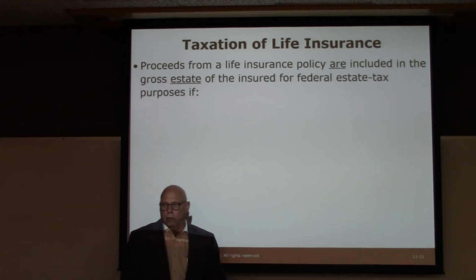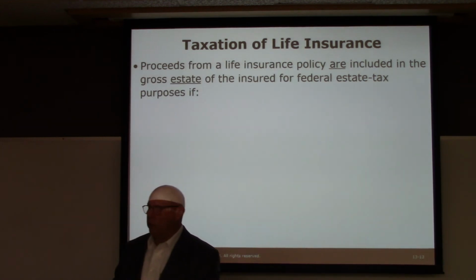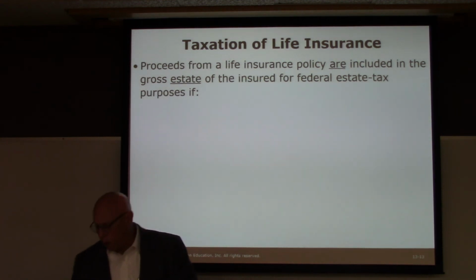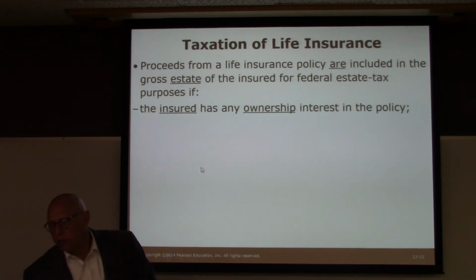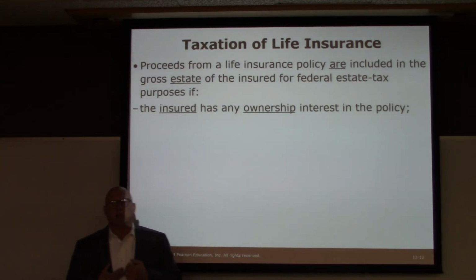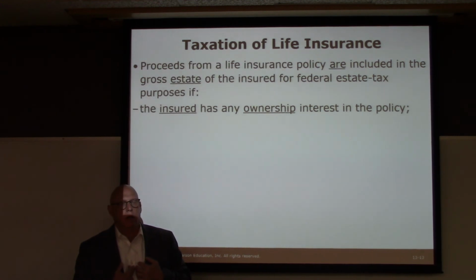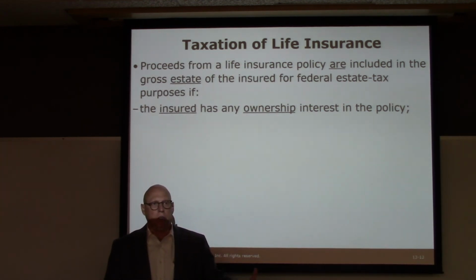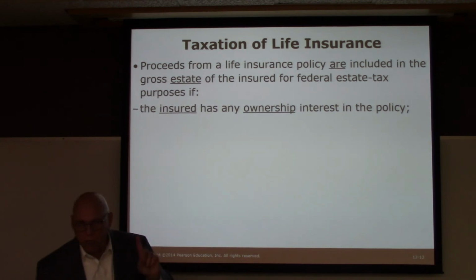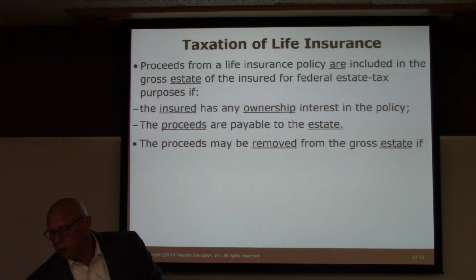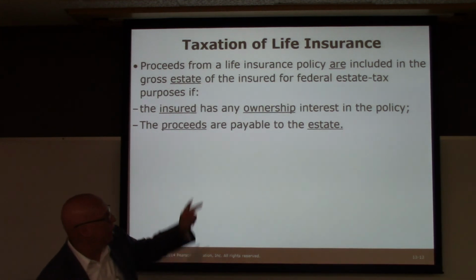We talked about this earlier, chapter 12, I think. Proceeds from a life insurance policy are included in the gross estate of the insured for federal tax purposes if the insured has any ownership interest in the policy. So if I take a policy out on myself, and the estate is my beneficiary, then the death benefit that is paid to the estate is going to be included for estate taxes, not for income taxes. Okay? So those are the two things.